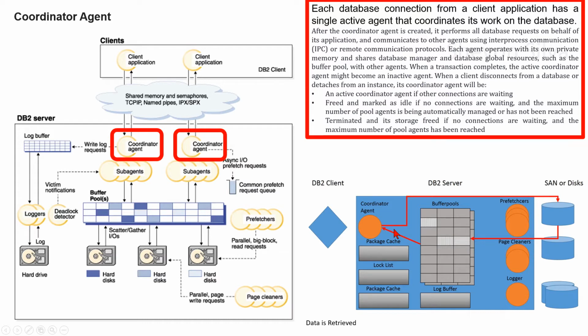If the extents needed are not in the buffer pools, then the coordinator agent must go directly to the disk and read the extents it needs into the buffer pool from the disk. This is much slower than simply reading data from the buffer pool, as the coordinator agent must wait for the data to be read from the disk. Disk caching may make this access faster.